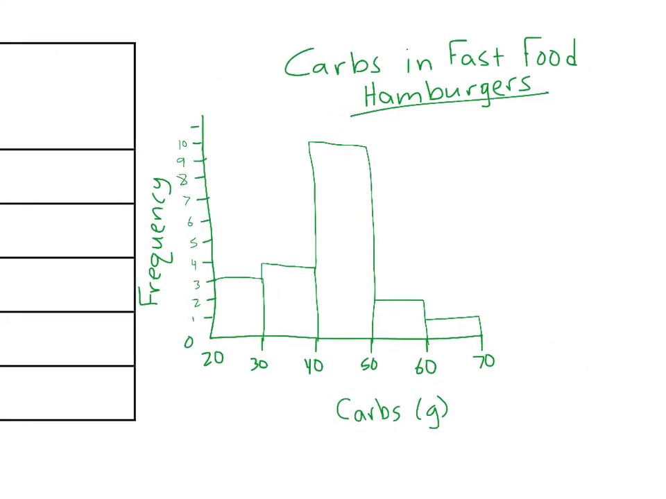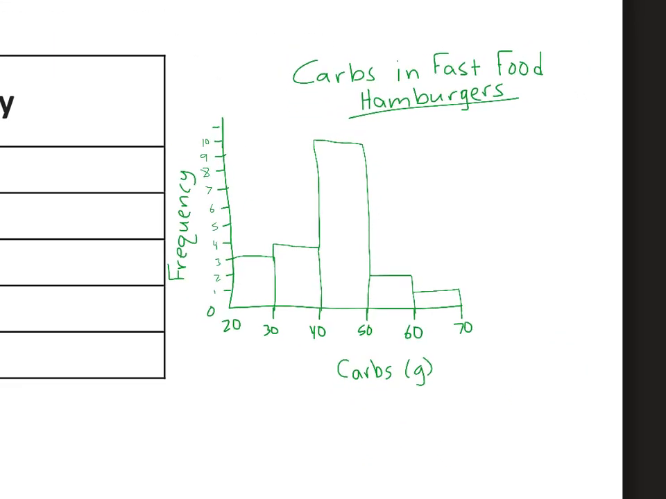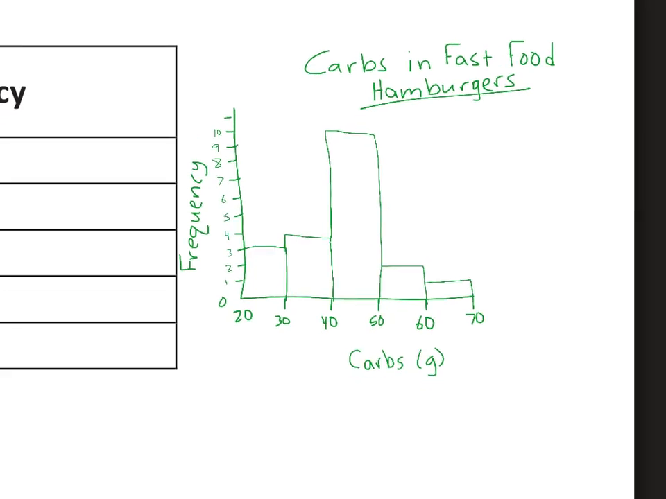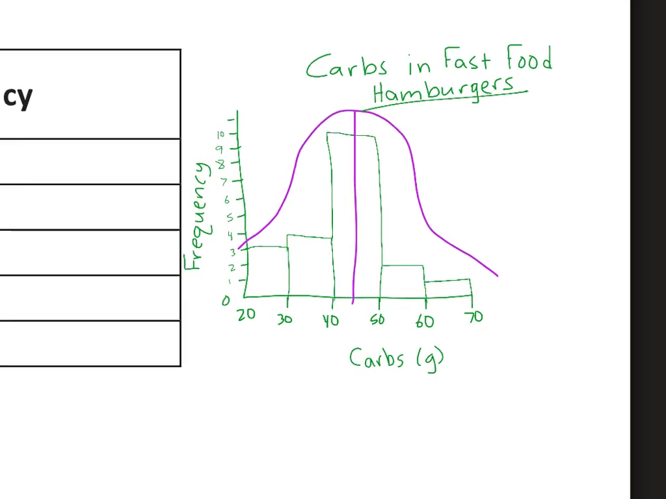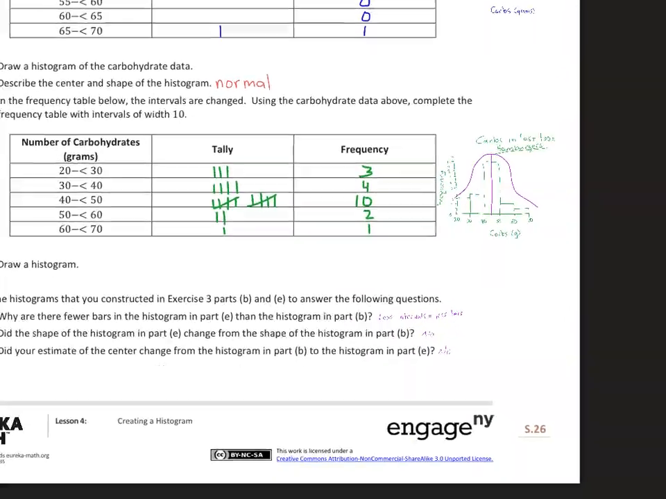So here's what I did. Again, carbs in fast food hamburgers, same labels and everything, but now you can see that I went from 20 to 30 instead of from 20 to 25, 25 to 30, so on and so forth. But you can still see a pretty normal distribution. I guess you could try to say skewed right, but it's pretty solid that the peak's going to be right there between 40 and 50, which is the same as it was up top.